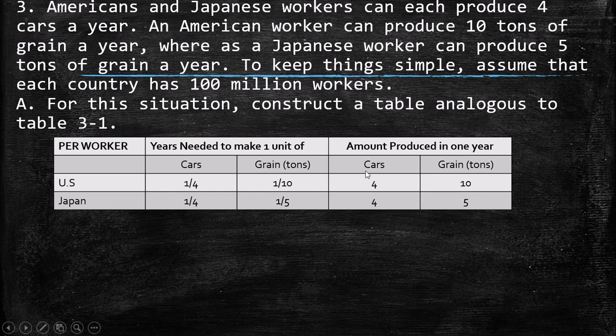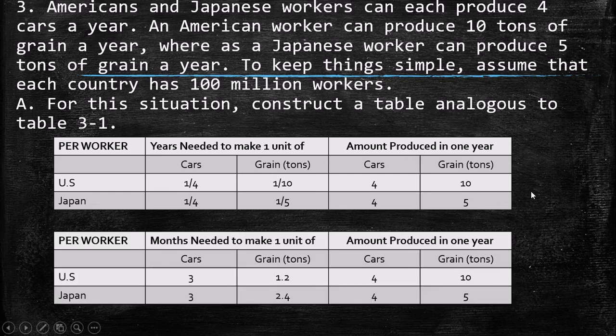So in 1 year, either the US or Japan produces four cars each. In the other case, grains, the US produces 10 tons of grain per worker and Japan 5 tons of grain. In order to avoid this fraction, I changed the time to months. I think the first table is okay, but this one is a little more understandable because we have months here.